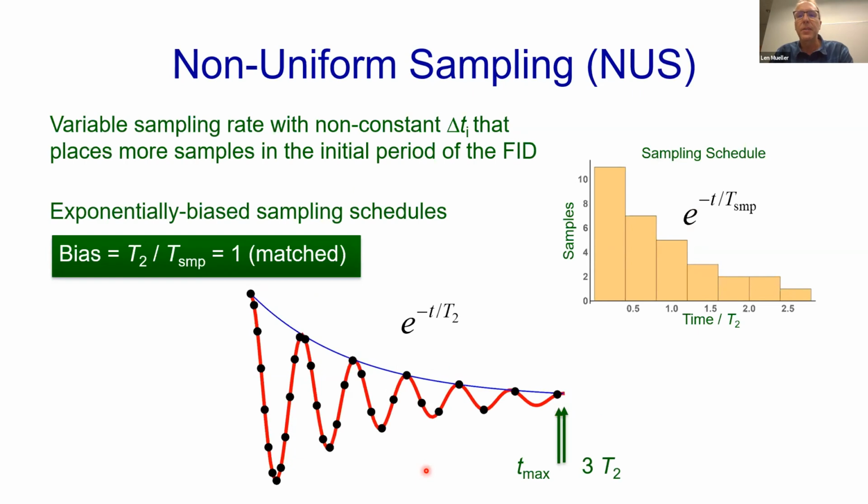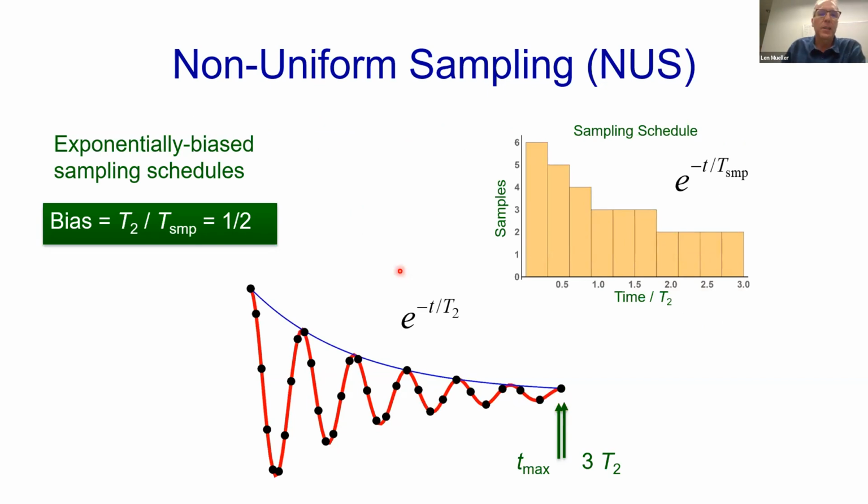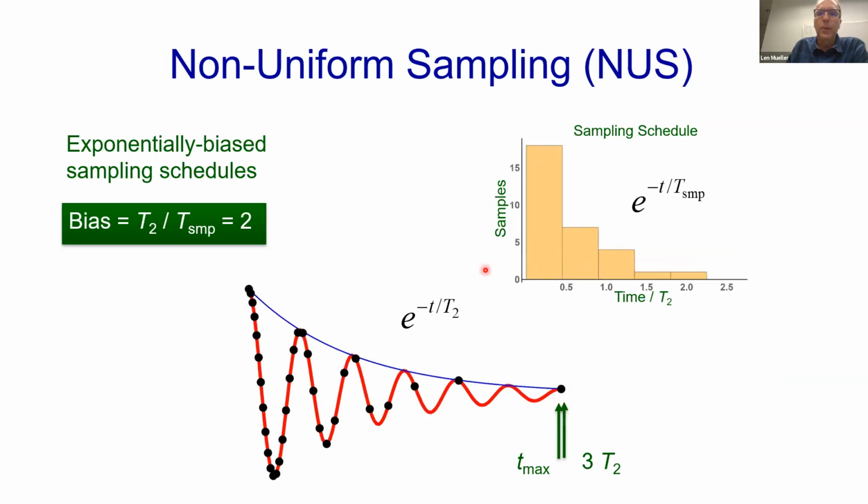Or we can use a variable sampling rate with a non-constant dwell that may bias the samples towards the initial part of the FID where the signal is stronger. And for example, we might choose an exponentially biased sampling schedule in which the distribution falls off with a decay constant that matches the signal envelope. And this is called match sampling with a bias of 1. Or we can use a more gentle bias where we fall off at just half the rate. So the bias is 1/2. Or we can be more aggressive with a sample bias of 2 that really front loads the samples at the initial part of the FID.